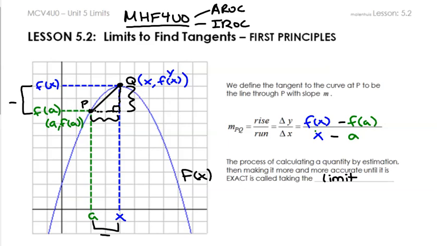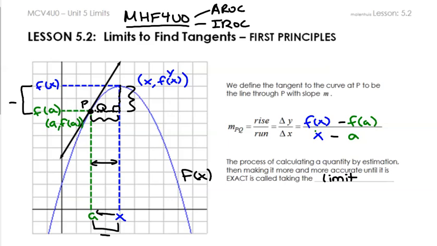But if I were to tell you that q can move, pretend that q is moving along the function closer and closer to p. Well, that means that your secant is also moving closer and closer, and its slope changes each time. So eventually its slope is just going to be the tangent, and that happens when your q reaches p. What's happening is this gap that's between p and q is slowly closing, and so x is approaching a.